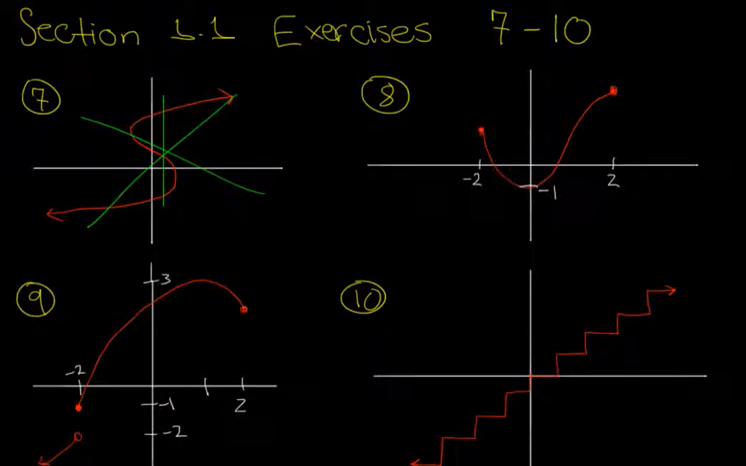So the domain now is, remember, the domain graphically is the stretch of the graph along the x-axis. So it looks like it goes from -2 to 2. And its range is the vertical stretch, so from -1 to 2, inclusive, because we have filled in endpoints there.